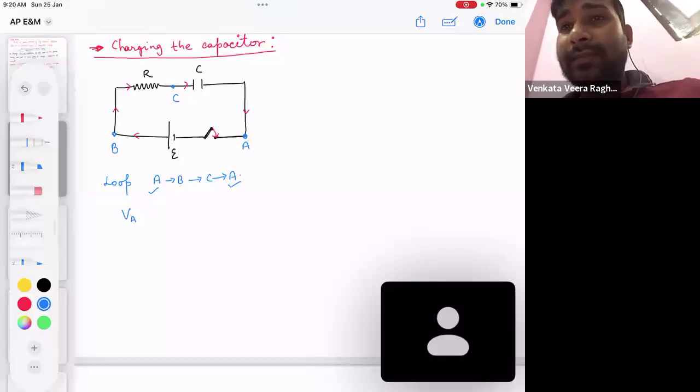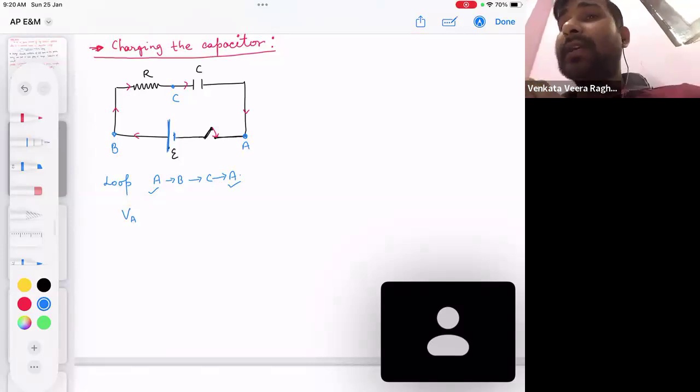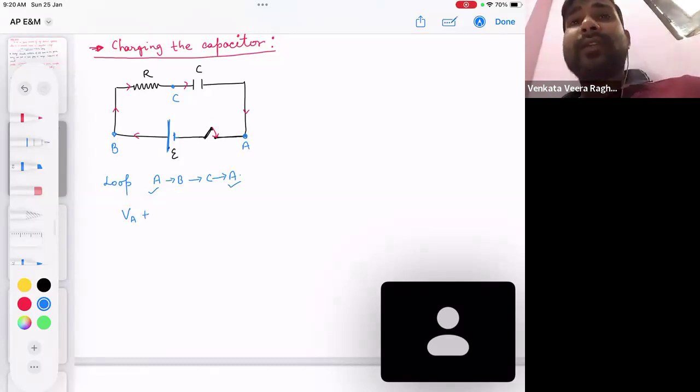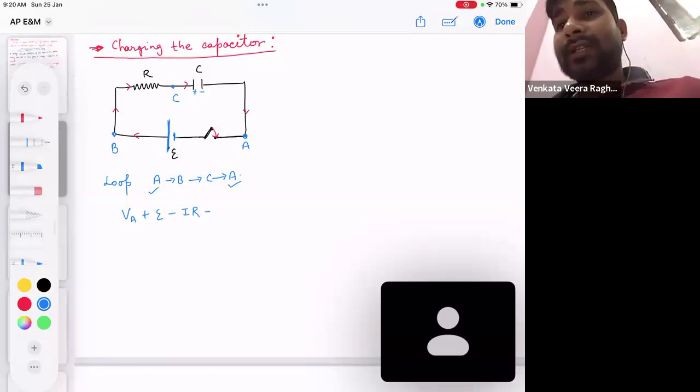A to B means negative terminal of the battery to the positive terminal. A is connected to the negative terminal, B is connected to the positive terminal. So A is low potential, B is high potential. Low to high potential, so plus the EMF of the battery. Now, when we go in the direction of current, high to low potential, so minus IR. This capacitor will get positively charged, this one negatively charged. Let's say the charge on the capacitor is Q. The potential difference will be Q by C.